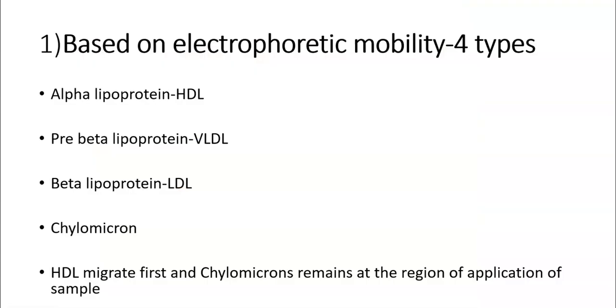Here, based on electrophoretic mobility, there are four types: alpha lipoprotein HDL, pre-beta lipoprotein VLDL, beta lipoprotein LDL and chylomicron. HDL migrates first and chylomicron remains at the region of application of sample.